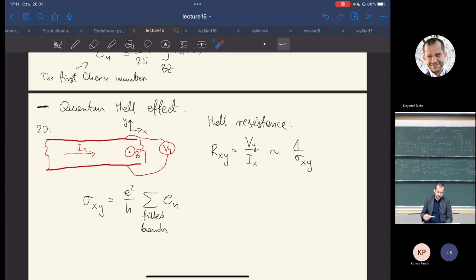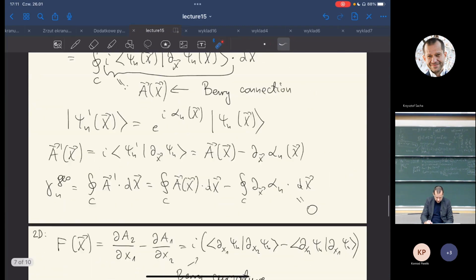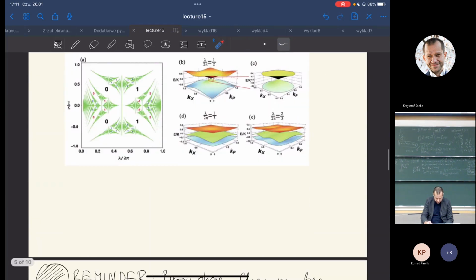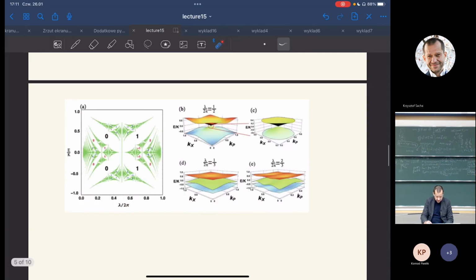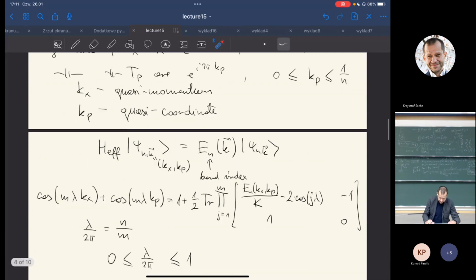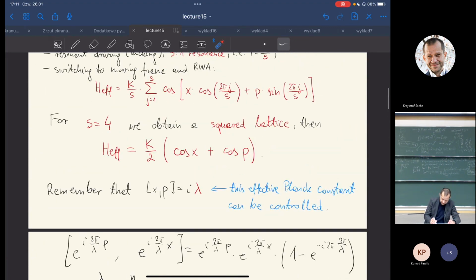And in experiment, we can change how many bands are filled by changing the value of this strong magnetic field. So this Chern number is an extremely important quantity, and it also tells us whether the system is topologically trivial or not. And coming back to our phase space crystal, it turns out that this, at first glance, very simple Hamiltonian, because this is okay.